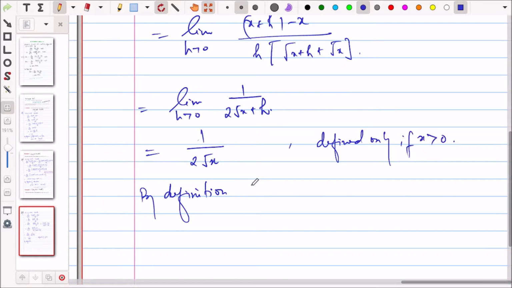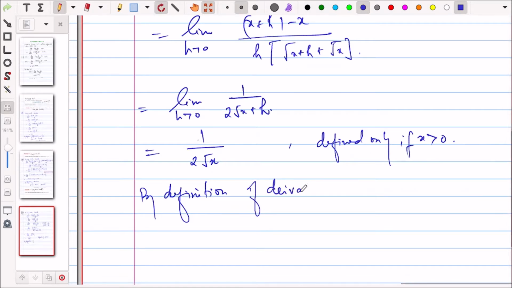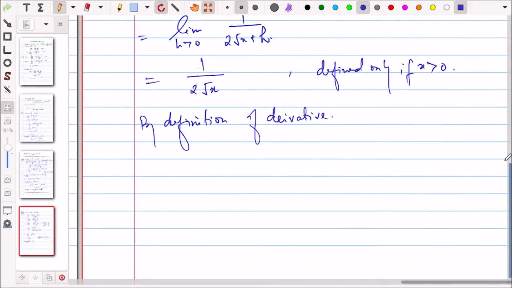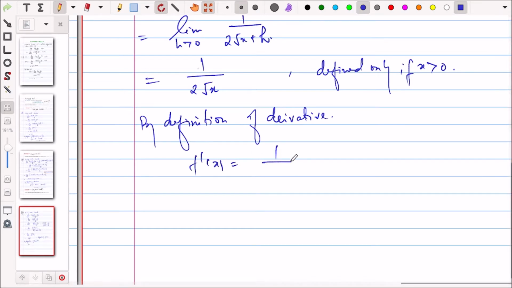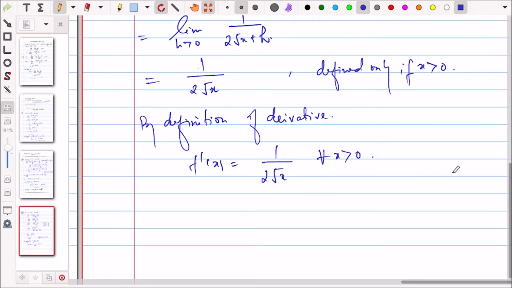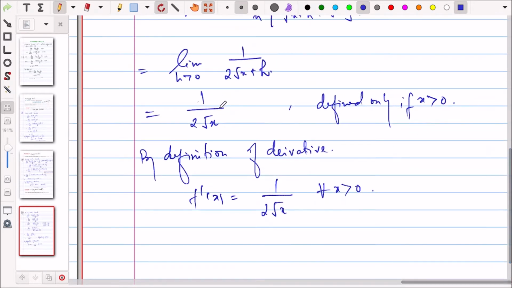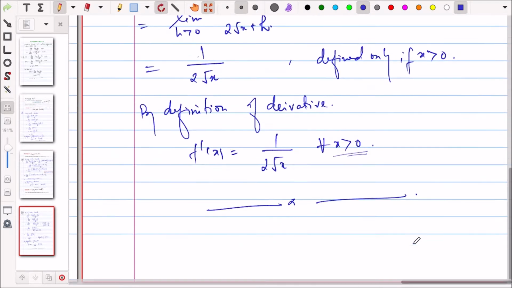So our domain will be, by definition of derivative, what will be the domain? f dash x is equal to 1 by 2 root x for all x greater than 0. Okay, is it fine? So we are not including zero because it is not defined at zero. Is it fine everyone? So the domain of the derivative tells us for which values the limit exists. For the values for which it exists, that will be the domain of the derivative. Fine. Is it clear? Yes, sir.